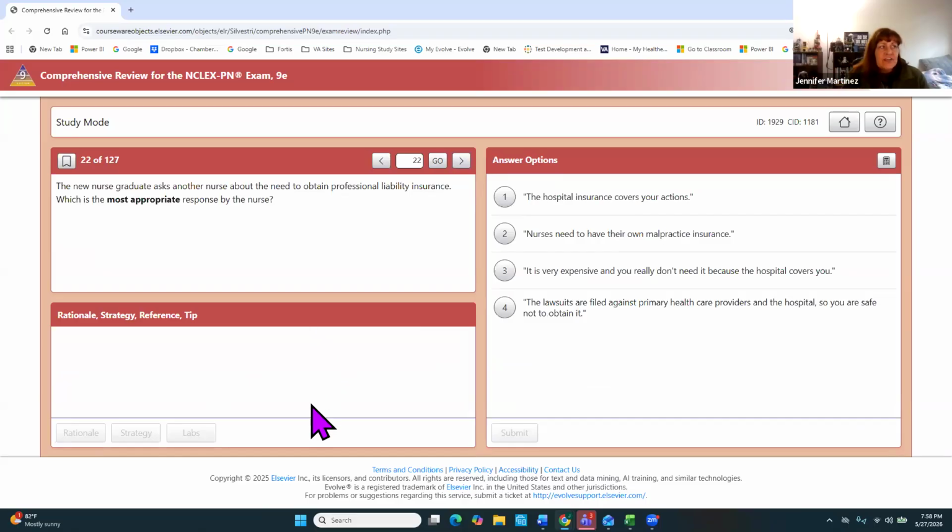All right. The new nurse graduate asks another nurse about the need to obtain professional liability insurance. What is the most appropriate response by the nurse? 1, the hospital insurance covers your actions. 2, nurses need to have their own malpractice insurance. 3, it is very expensive and you really don't need it because the hospital covers you. Or 4, the lawsuits are filed against primary healthcare providers in the hospital, so you are safe not to obtain it.